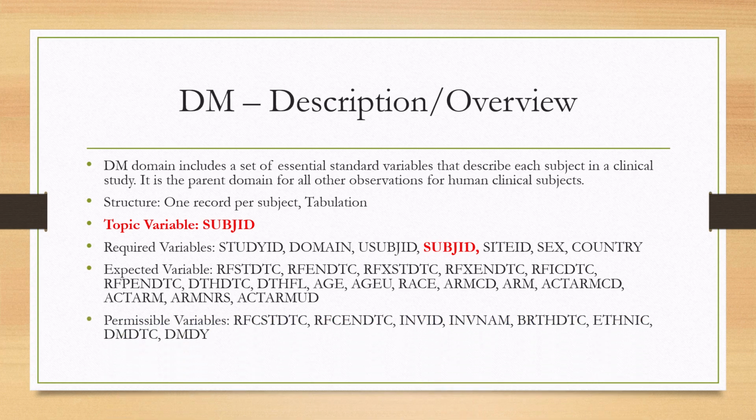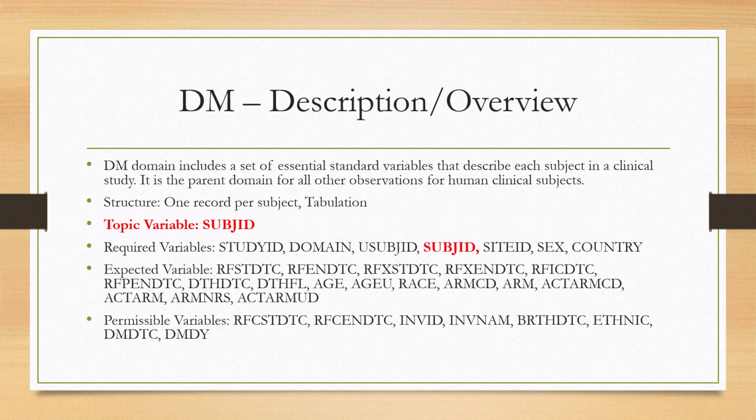The permissible variables are again two of the date variables, which are regarding the start and end date for the inducing agent, if used in the study, then the investigator ID, the investigator name, the birth date, ethnicity, DMDTC, and DMDY.